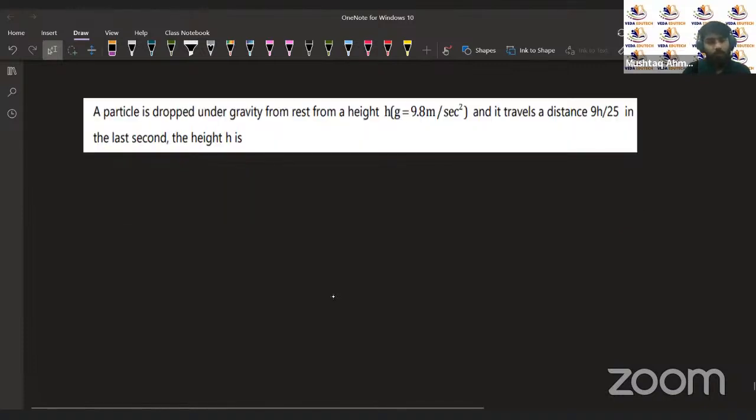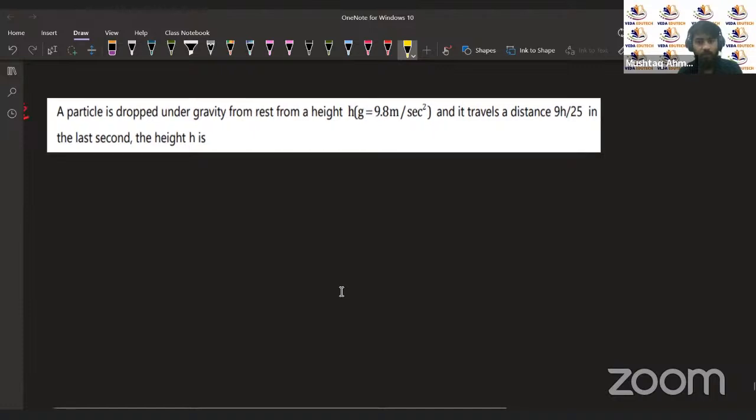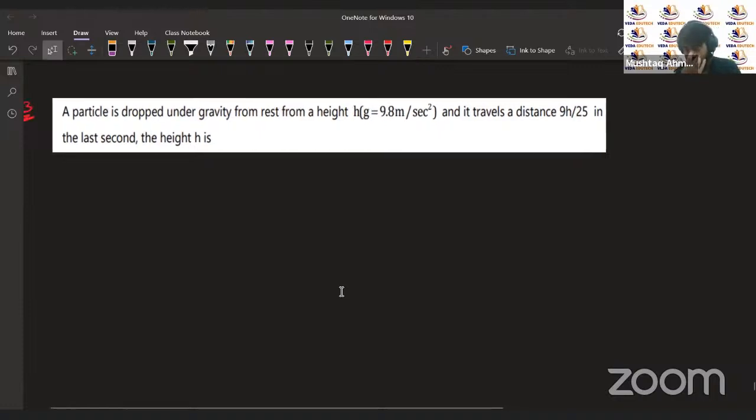So let's move on to question number 3 here. A particle is dropped under gravity from rest from a height h, and it travels a distance 9h over 25 in the last second. The height h is?